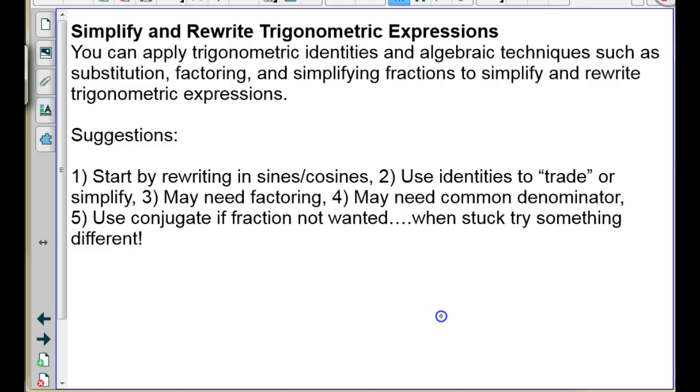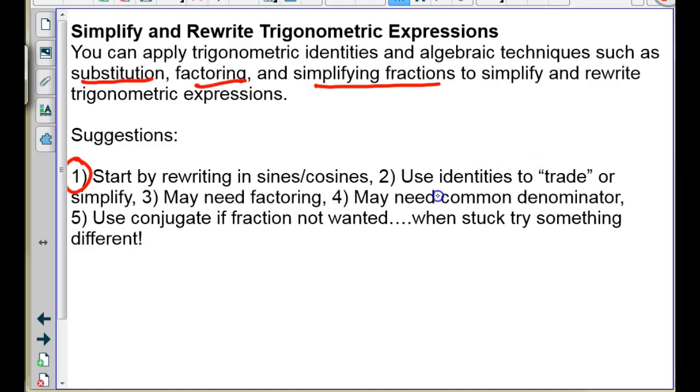All right, so for the assignment today, the basic idea is that you can apply trig identities and algebraic techniques such as substitution, factoring, simplifying fractions to simplify and rewrite trig expressions. So here are my suggestions. Are these on your notes somewhere? Start by rewriting in terms of sines and cosines. Use identities to trade or simplify.